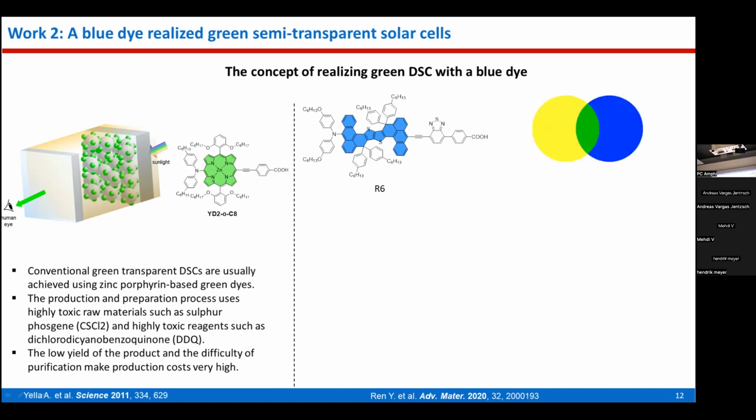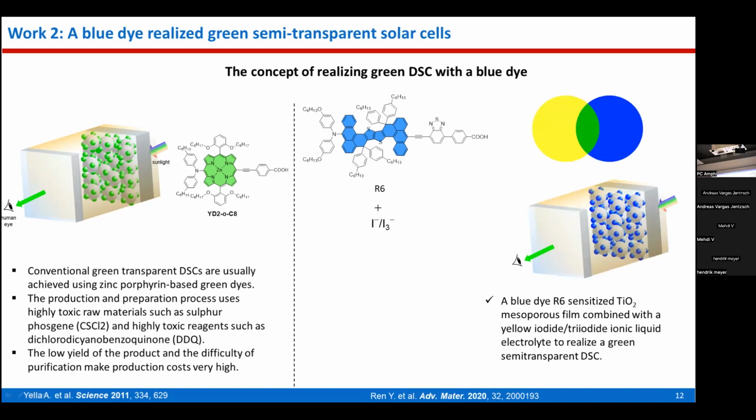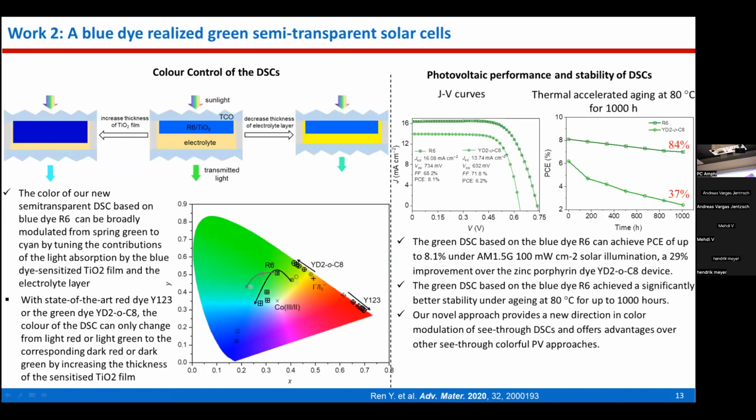Actually, according to color theory, blue plus yellow achieves green. So based on this, I acquired a semi-transparent green dye solar cell using the R6-sensitized TiO2 film and the injection with the yellow ionic liquid electrolyte. Also, we can have a wide range of color tuning through the thickness of the TiO2 film, also the thickness of the electrolyte layer.